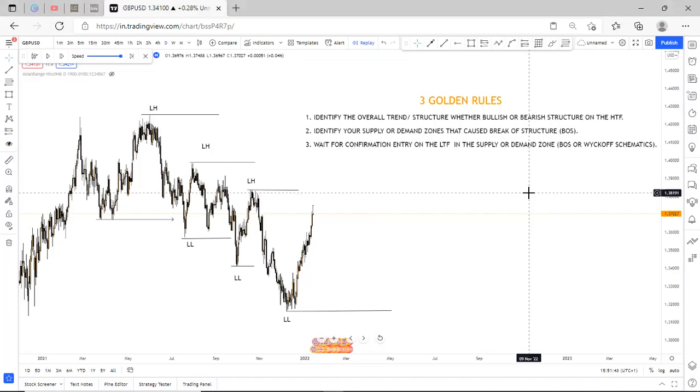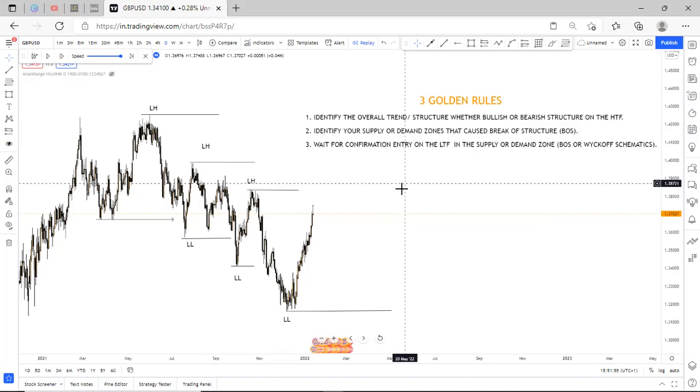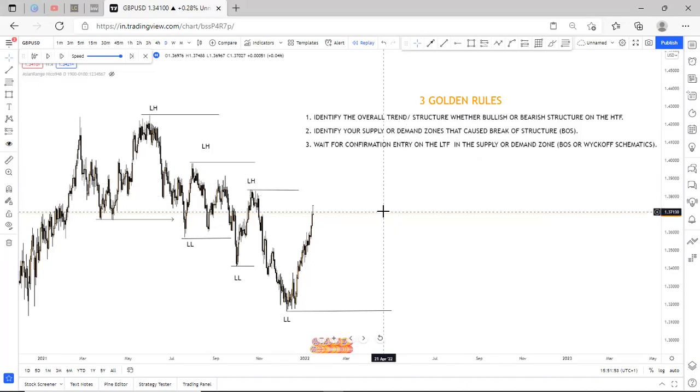The first rule is for you to identify the overall trend or structure. That is, you want to know this pair I want to trade, what structure do I have right now on it? Is it a bullish structure or is it a bearish structure? And you want to look out for this structure on the higher time frame, because the higher time frame structure is more important than the lower time frame structures. Okay, the higher time frame structures are the external structures, while the lower time frame structures are structures within the higher time frame structure. Okay, so you want to check for the overall trend or the overall structure.